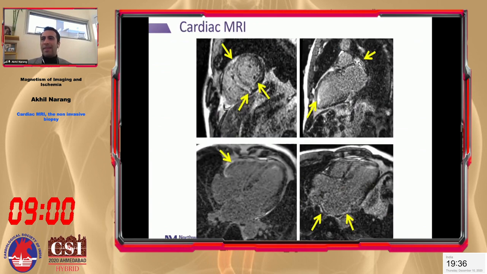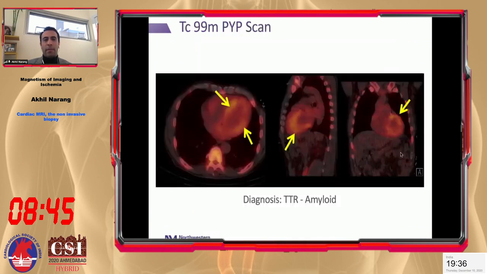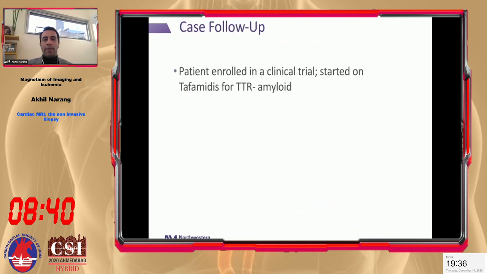So we calculated the ECV, which came out to be very high, but most importantly, you can see this diffuse subendocardial delayed enhancement indicated by the arrows of the left ventricle, right ventricle, and even the atrium you can see here too. So this was highly suspicious for cardiac amyloid. I sent the patient for a PYP scan, and indeed was diagnosed with TTR amyloid. And since then, we started on a clinical trial with tafamidis, is doing well.